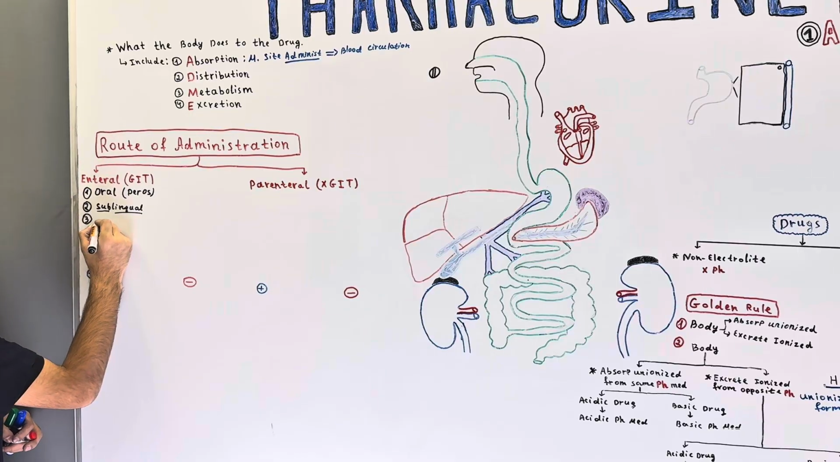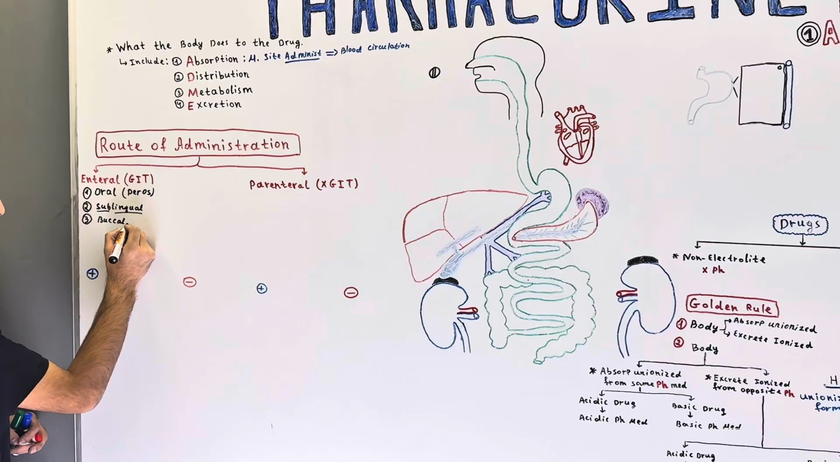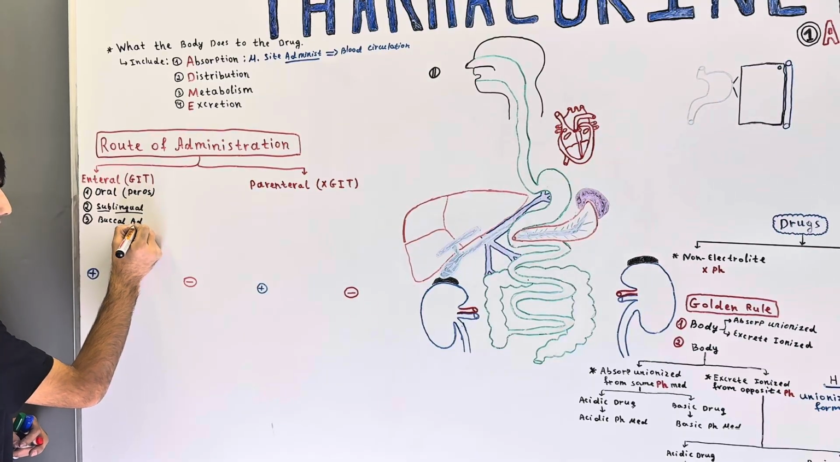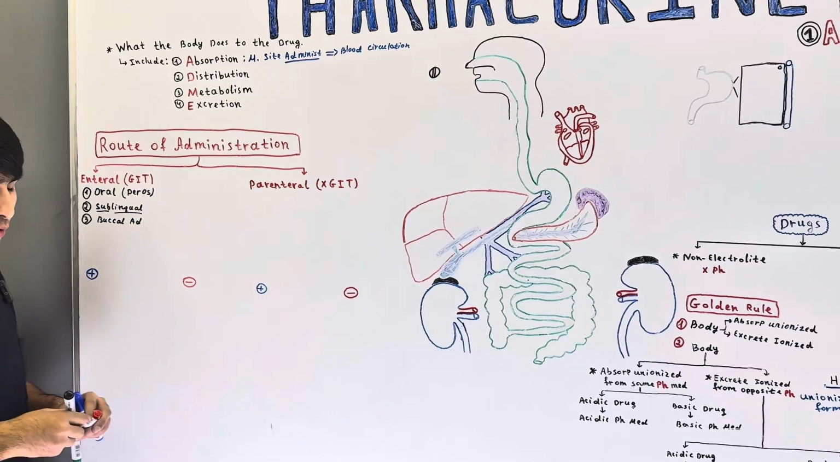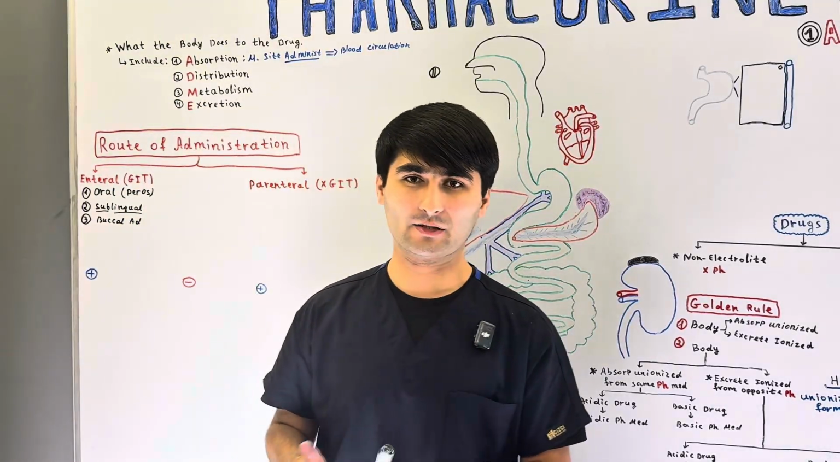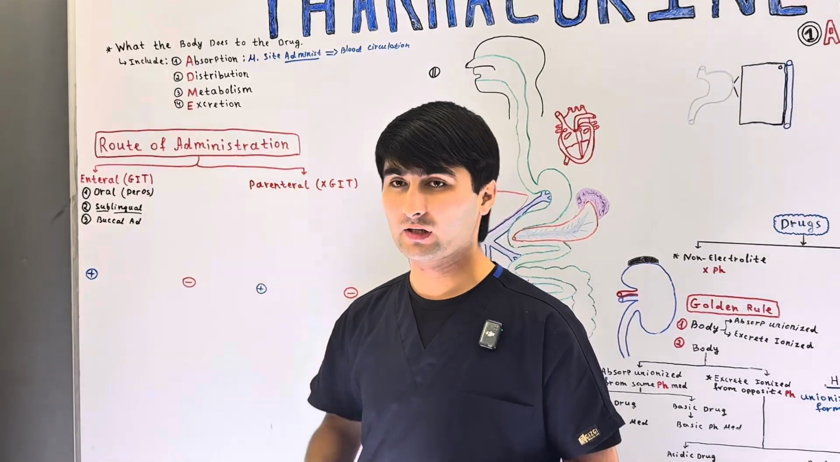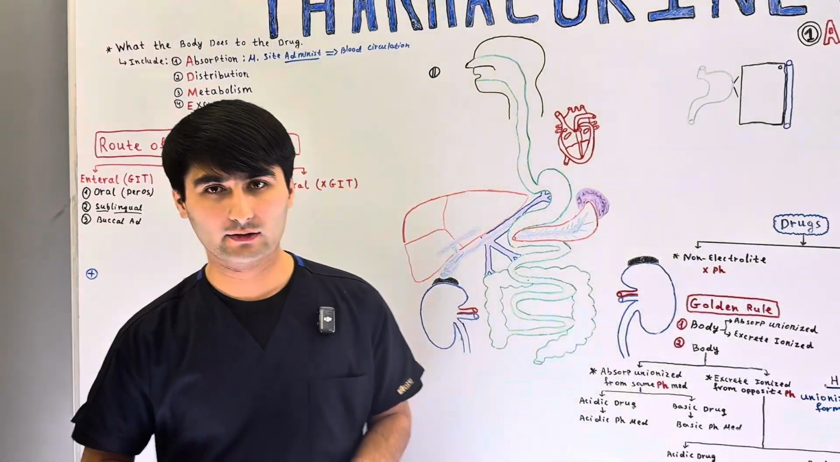The third type is the buccal type of administration. Buccal means cheeks. So the drug is put between the gums and the inner cheeks. From there, like the sublingual type of administration, the drug is absorbed into the local circulation.